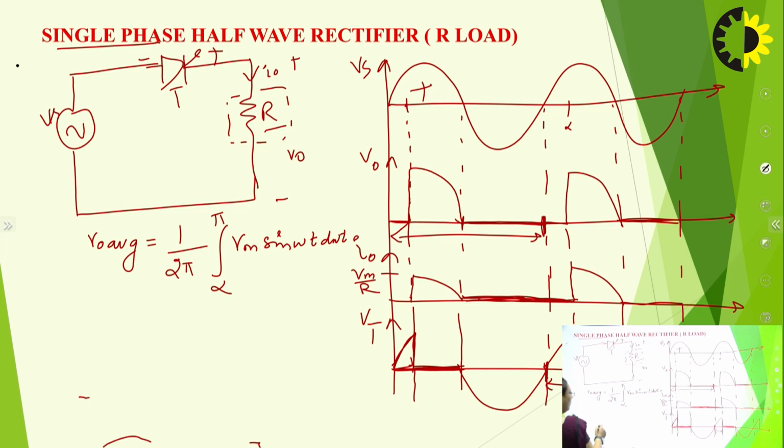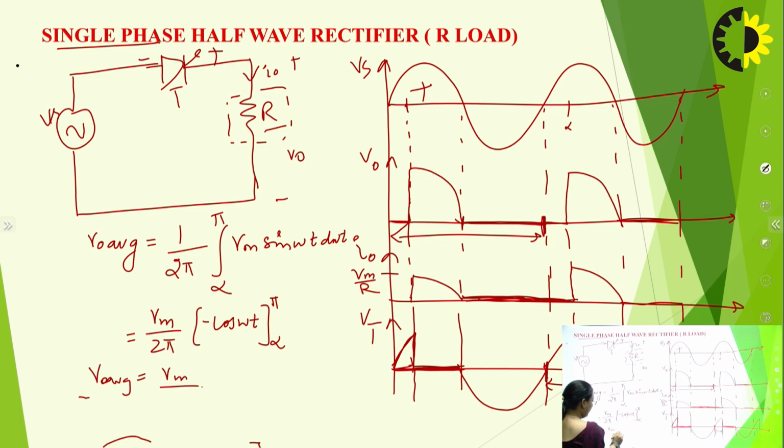Okay, after solving it we will be getting Vm upon 2 pi, and this will be cos omega t from alpha to pi, and in sine this is minus, so this is cos pi is 1, sin 90, okay, 1 plus cos alpha. It is coming out to be V average will be Vm upon 2 pi (1 plus cos alpha) will be the average output voltage for this circuit, right?